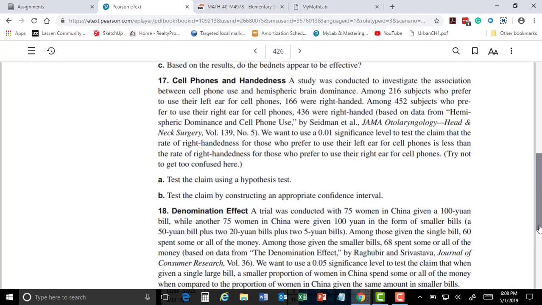You should get used to this word because we'll be using one here pretty soon. The dollar will be replaced. That's called the denomination effect. It's in the Journal of Consumer Research, volume 36. Look it up. We want to use this: a smaller proportion of women in China given the large bill spent some money when compared to the proportion of women given the same amount in smaller bills.